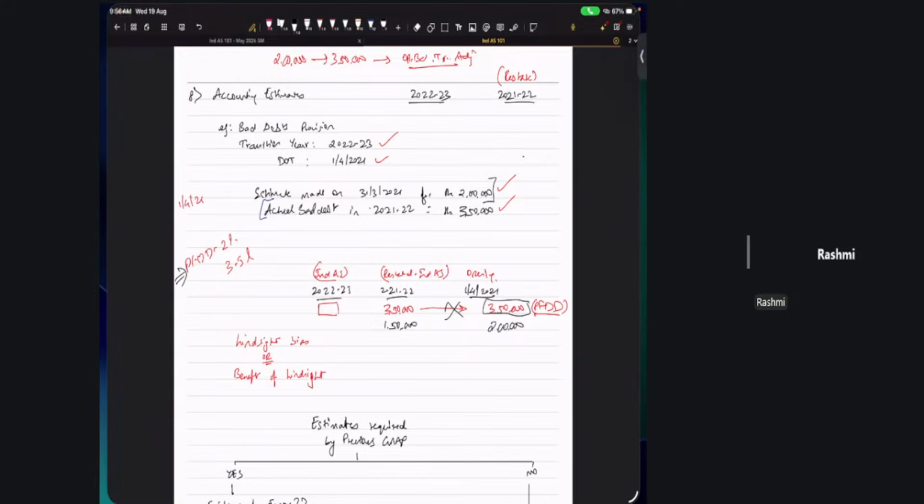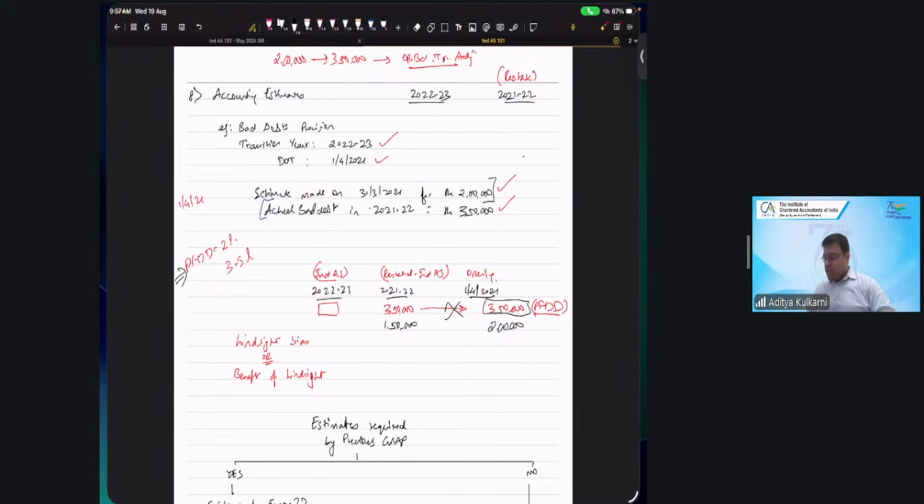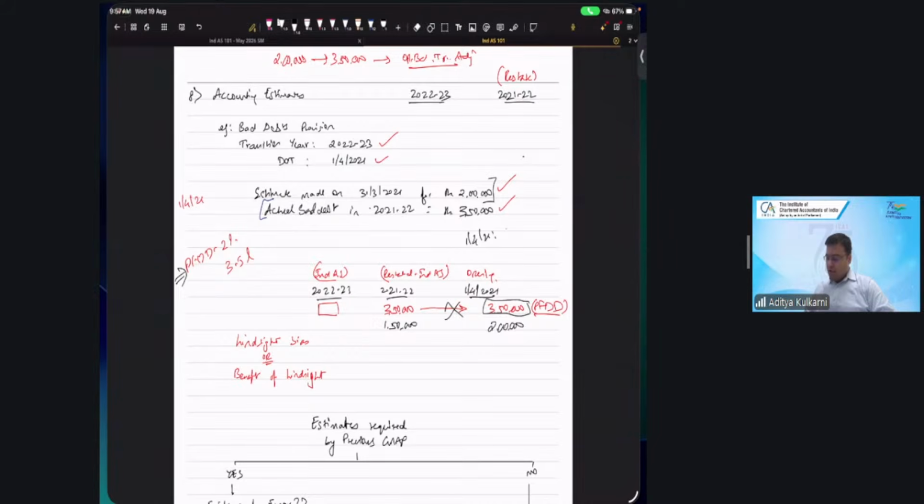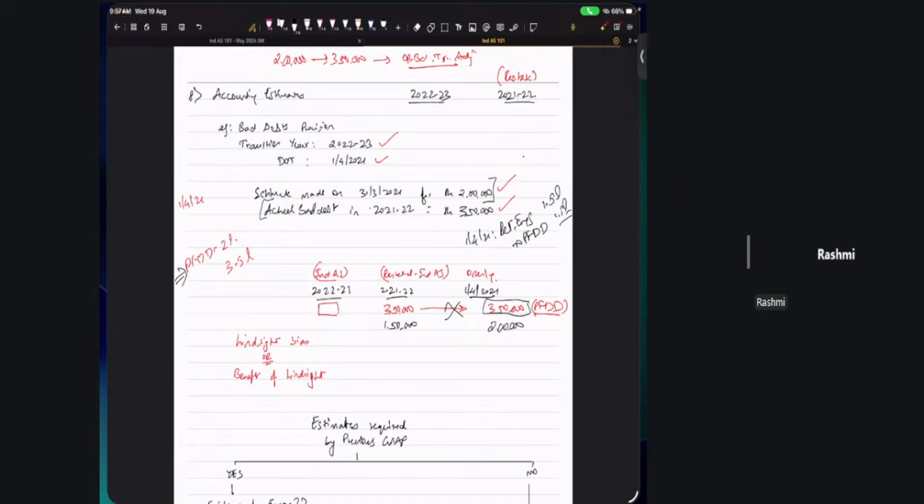Yes, sir. So when I'm preparing the opening balance sheet on 1st April 2021, I will make the provision itself 3,50,000 there instead of 2 lakhs. Do you understand? Yes, sir. So what they want to do is on 1st April 21, pass an entry, retained earnings account debit to provision for doubtful debts, 1.5 lakhs. Do you understand? Yes, sir.